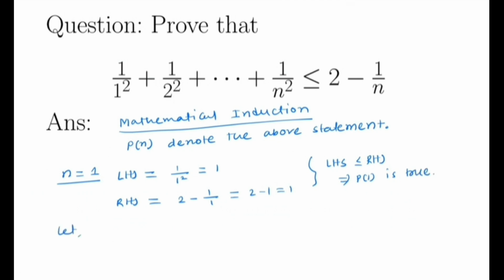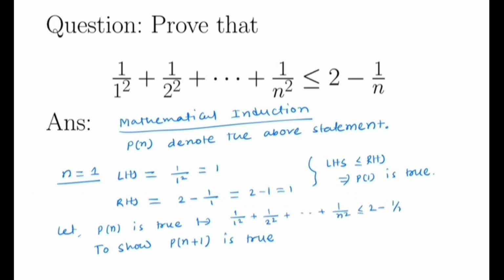Now let P(n) be true, then we will try to prove P(n+1) is also true. So to show P(n+1) is true by assuming Pn is true: Pn is true implies that 1/1² + 1/2² + up to 1/n² is less than or equal to 2 − 1/n.